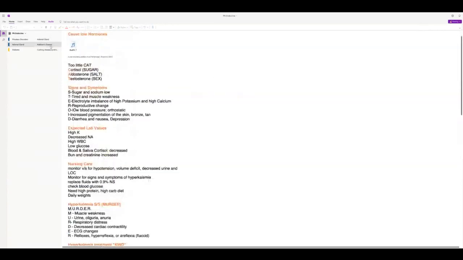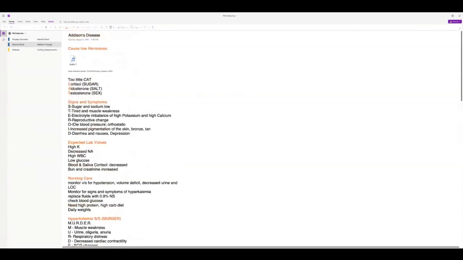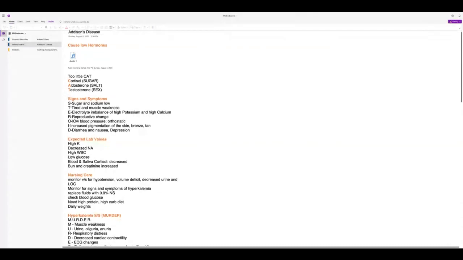All right, Addison's disease. So Addison's disease is an adrenal disease. It's caused by too little of three hormones. Okay, so you can remember CAT for cortisol, aldosterone, and testosterone. But you can also, if this helps you better, remember it: cortisol, too little sugar; aldosterone, too little salt; testosterone, too little sex. Okay, sugar, salt, and sex. That's what the adrenal does.